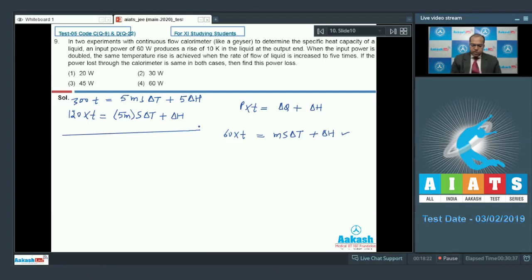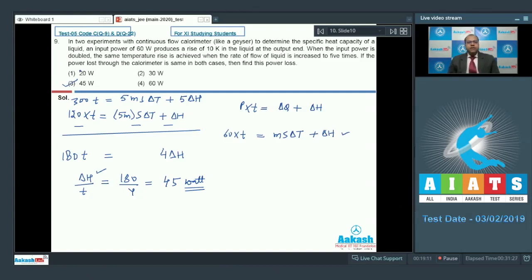So if I solve these two equations by subtracting, here it comes out to be 4 delta H and here it comes out to be 180 T. So from here the value of delta H by T comes out to be 180 by 4 and it is equal to 45 watt. So this is the rate of heat loss or power loss. So option 3 is the correct answer. Let's move to question number 10.